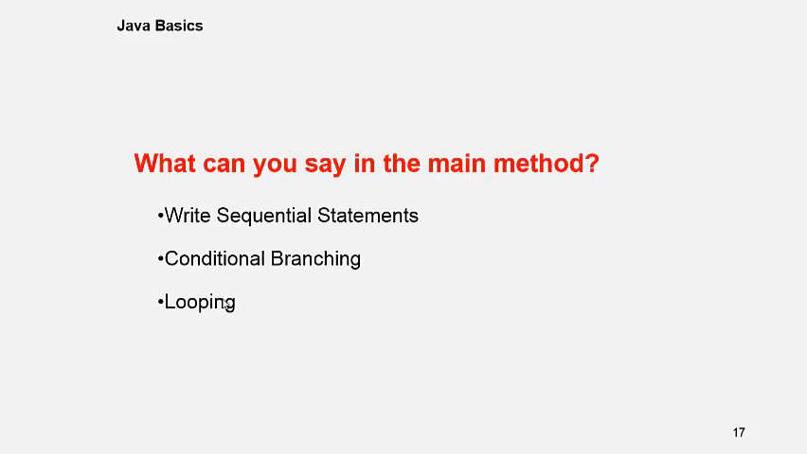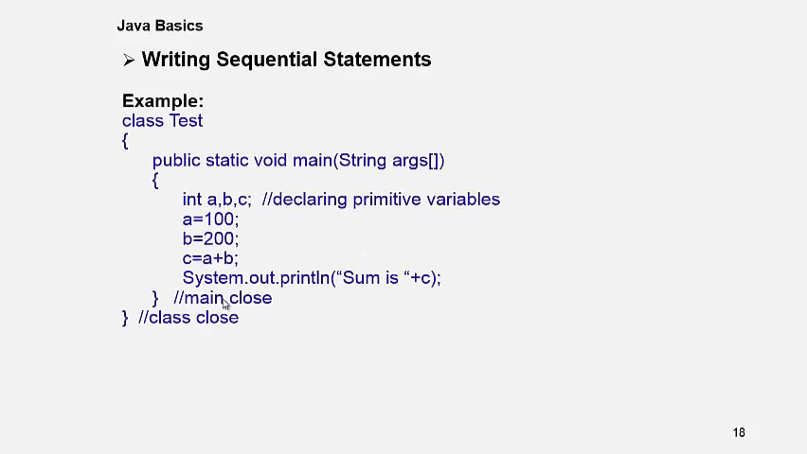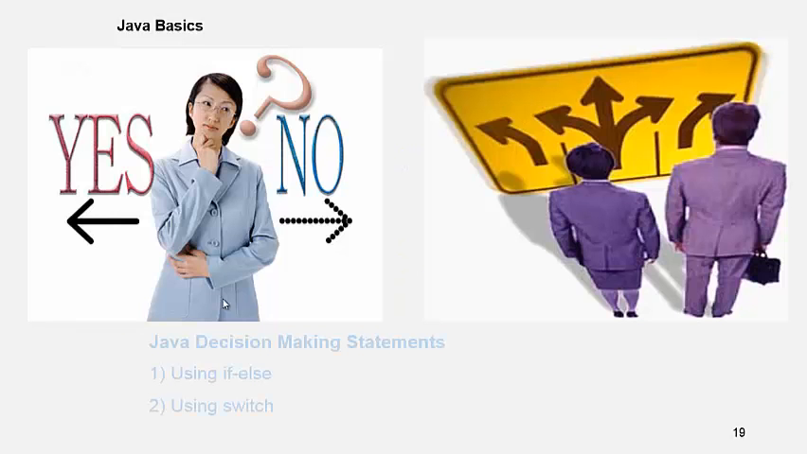Now we have seen the main method in our first Java lecture. Now we will see what can be included in the main method. The main method can contain sequential statements, conditional branching, and loops. For sequential statements, similar to C, you simply write the logic in the main method. It's very simple.